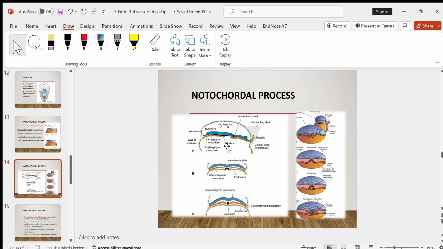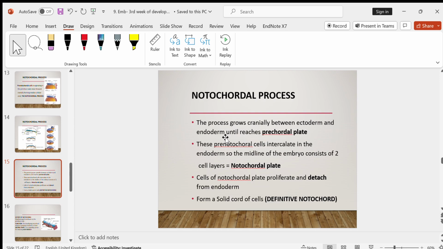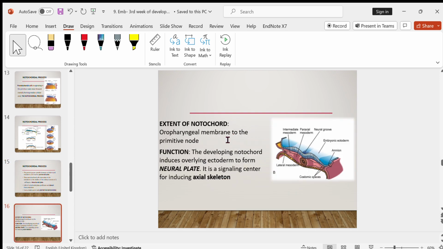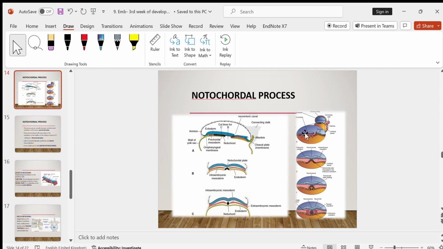In this picture, in the C picture, you can see this blackish, circular structure, which is the notochord. The notochord will be formed by the notochordal plate, which will be formed by the prenotochordal cells and the prenotochordal process. Now, what is the prenotochordal process? What happens is that the prenotochordal cells start migrating cranially, then they intercalate into the endoderm and form the notochordal plate. After that, they detach from the endoderm and form a structure that is the future notochord.